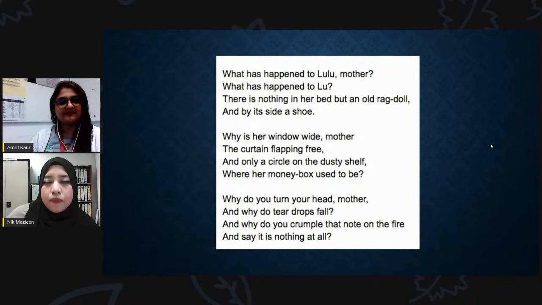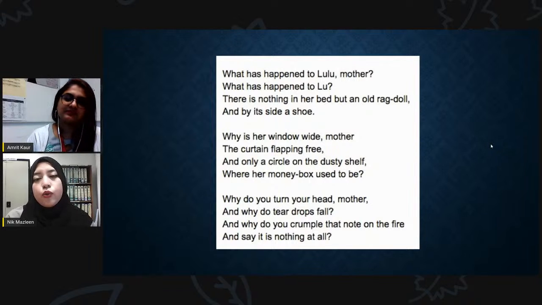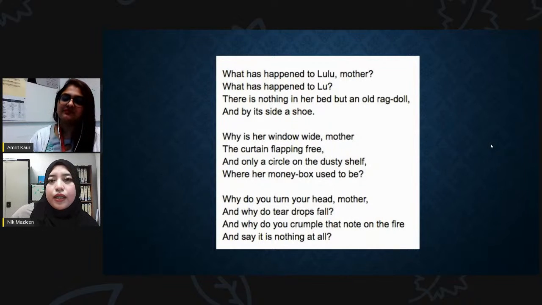So the poem title is What Has Happened to Lulu? Just show them the title of the poem and ask them, what do you understand about this poem? What can you predict or guess? What is happening in the poem? What is going to be presented in the poem? You can simply ask them to put on their thinking cap, discuss together with their friends, and have some fun. By doing that discussion, they can understand it better once they read or learn the poem.